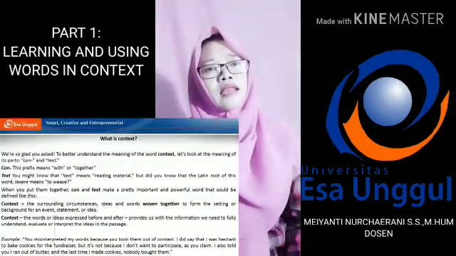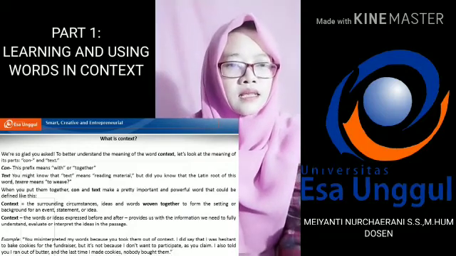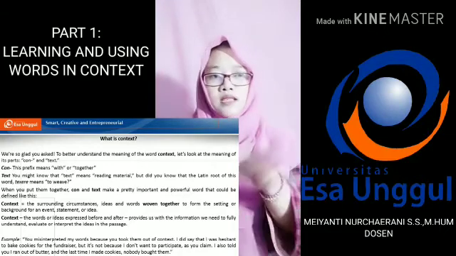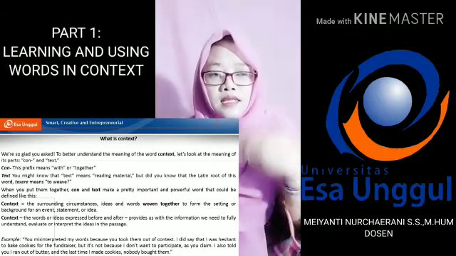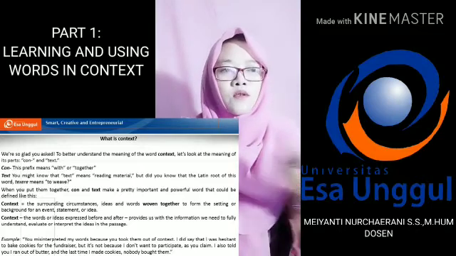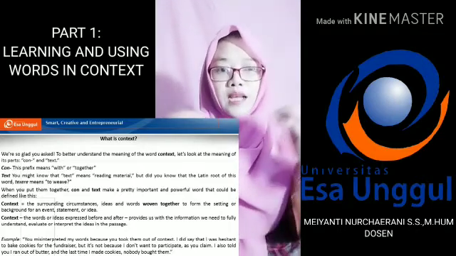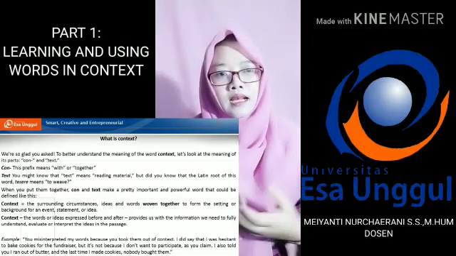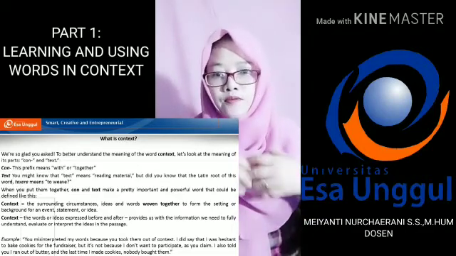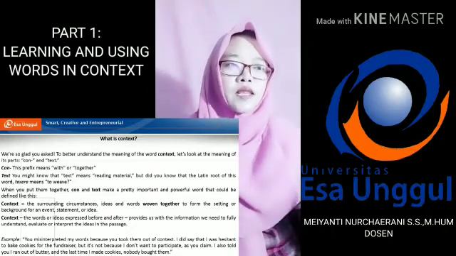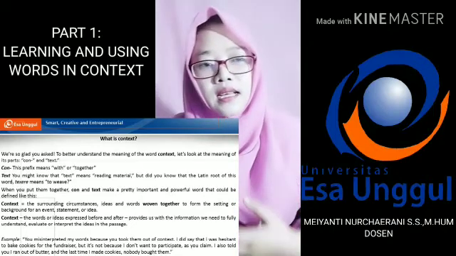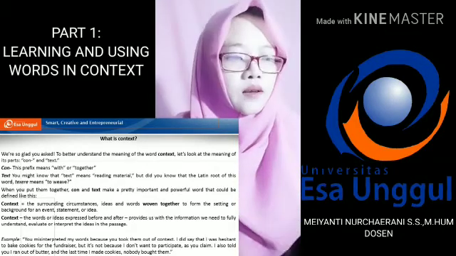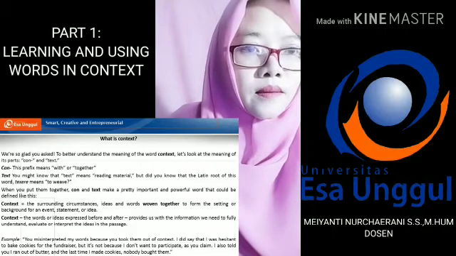So what is context? Context means the surrounding circumstances, ideas, and words woven together to form a setting or background for an event, statement, or idea. The words or ideas expressed before and after provide us with the information we need to fully understand, evaluate, or interpret the ideas in the passage. That's what we call context.